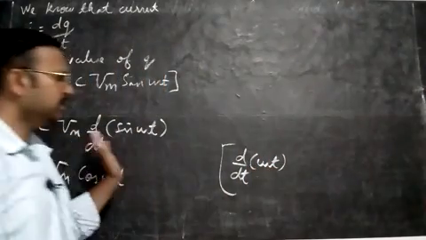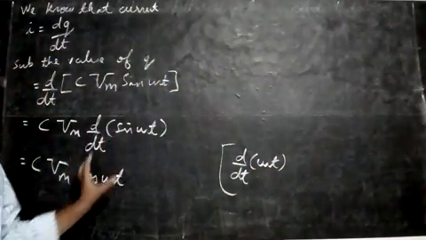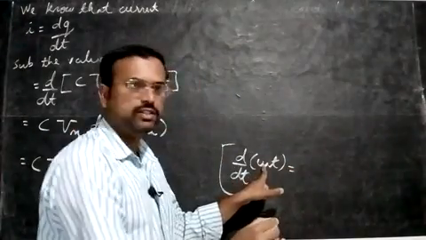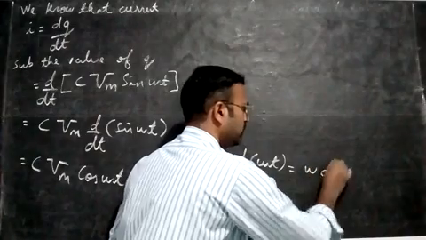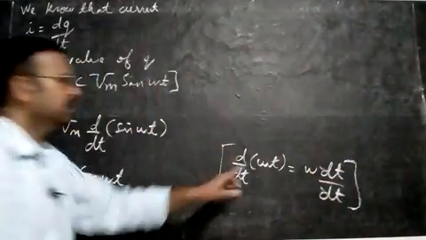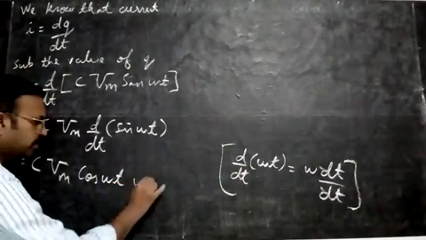Okay, so what happens, first you differentiate cosine theta, then you must differentiate this omega t also. When you differentiate this, omega is a constant, so take omega out. So omega into dt by dt. dt by dt we know is 1. So you're left with omega. So that's how the omega comes here.